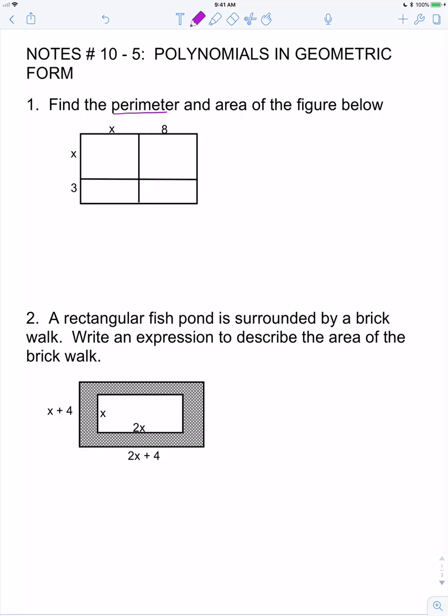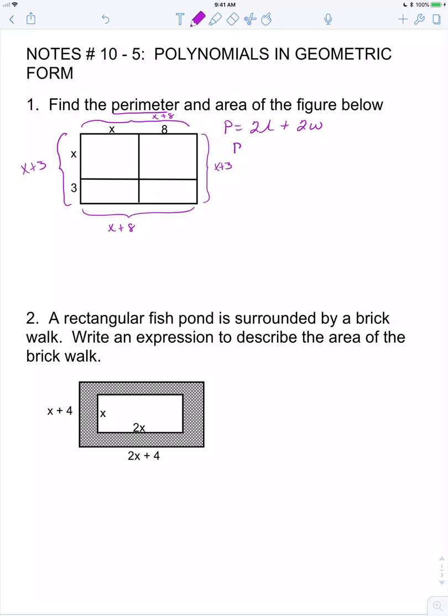Remember that perimeter is your outside edges. So this outside edge here is x plus 8. So perimeter is 2 times the length plus 2 times the width. So we've decided the length is x plus 8. Well, we also know this length then is x plus 8. So this width over here is going to be x plus 3, as is this width is x plus 3.